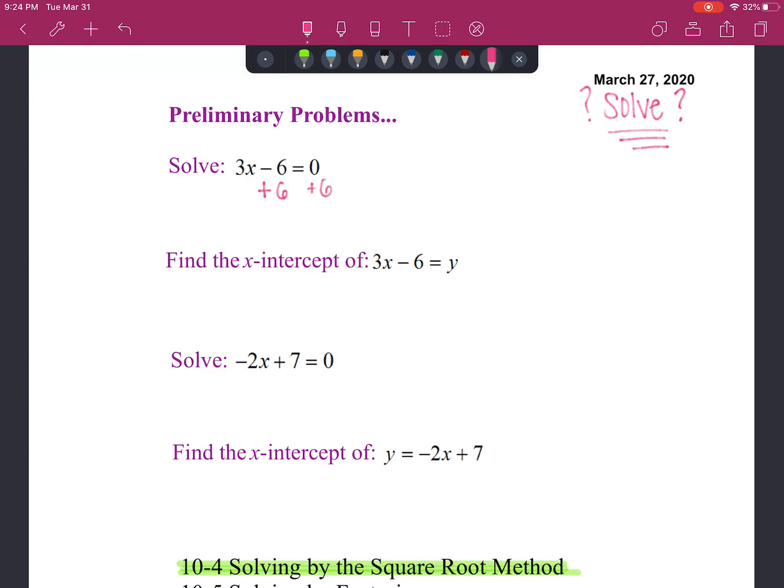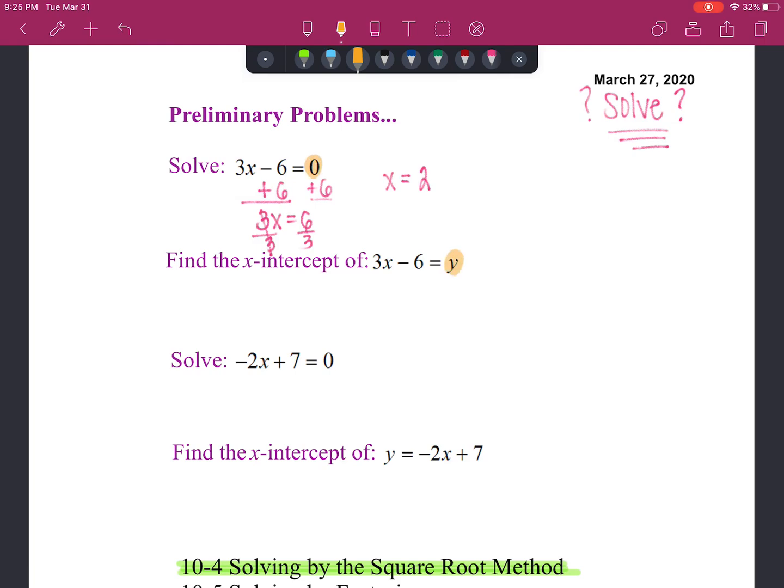Well, let's solve this problem. We've got 3x minus 6 equals 0. I'm going to add 6 to both sides so I isolate the variable, and then I multiply or divide so that it has a coefficient of 1, and I have solved now for the variable: x equals 2.